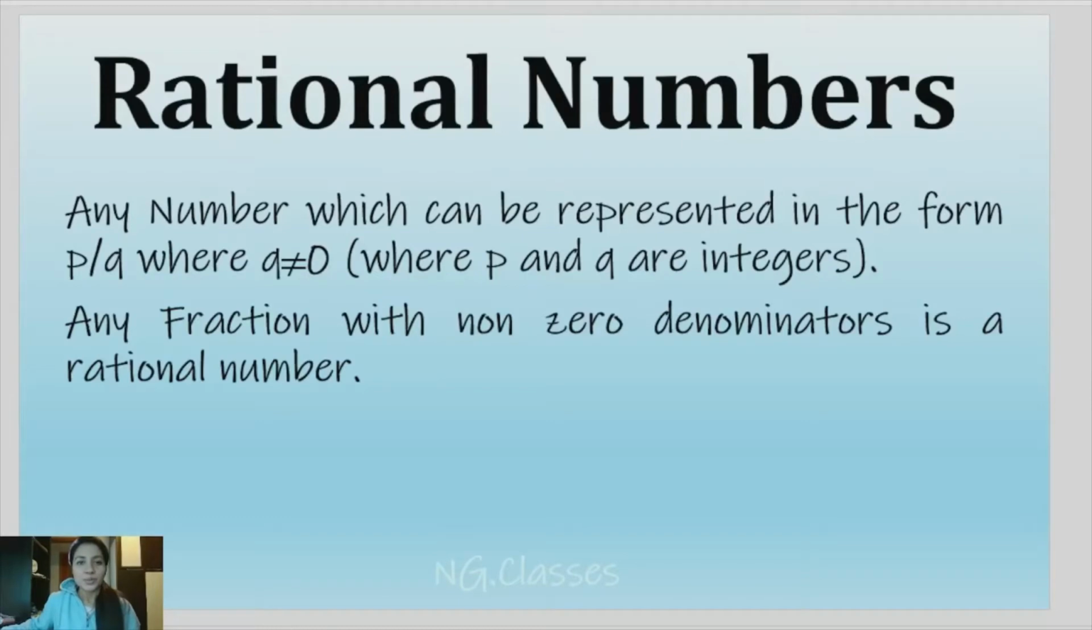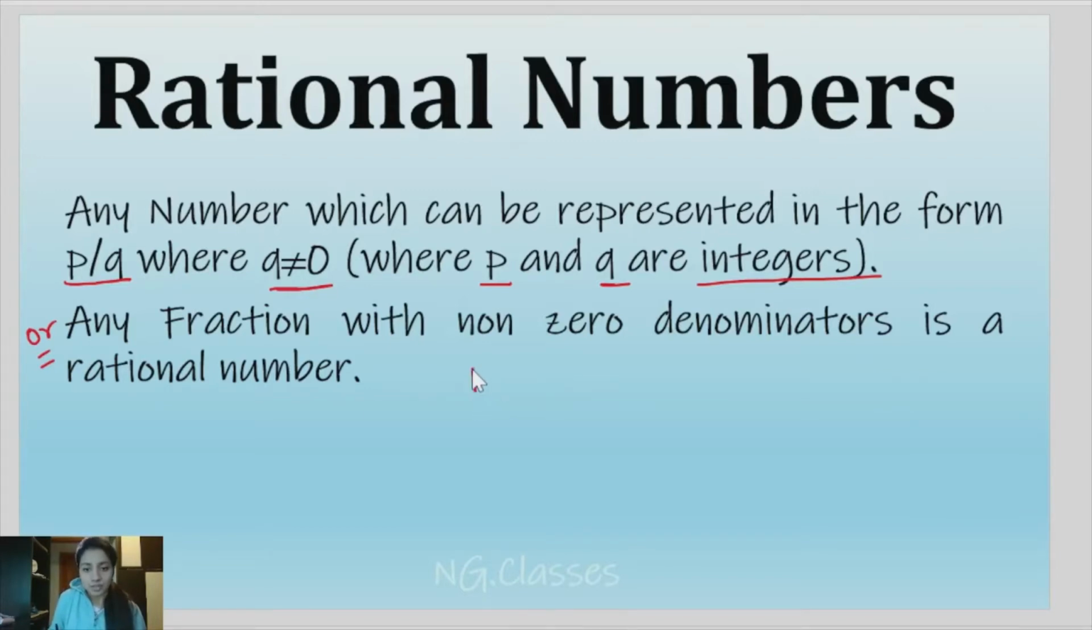So today we are going to discuss rational numbers. What is a rational number? Any number which can be represented in the form p by q, where q not equals to 0 and p and q both are integers. Such fractions or such numbers are called rational numbers, or in other words we can say any fraction with a non-zero denominator is a rational number.